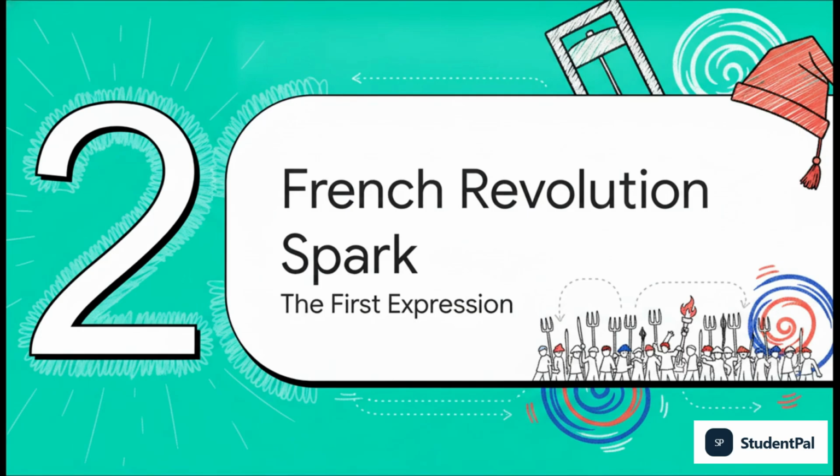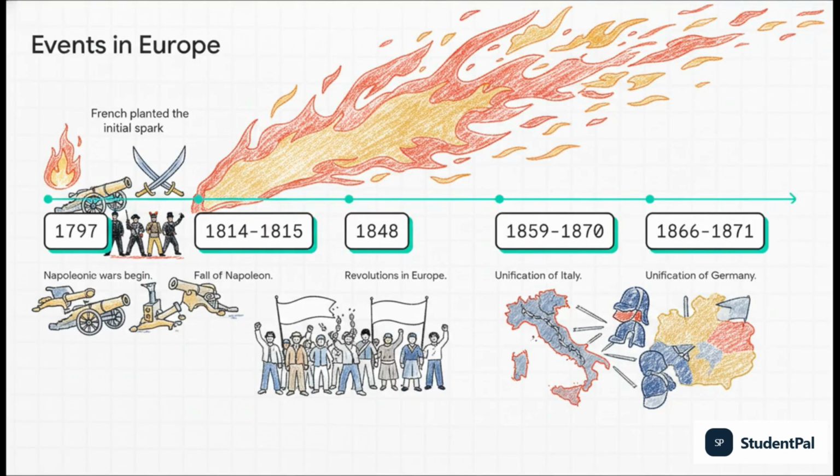Moving right along to Section 2, the French Revolution spark. Let's move to the timeline and see how this builds. Because in 1789, France was a full-fledged territorial state controlled by an absolute monarch. But the revolution changed literally everything, shifting sovereignty directly from the monarchy to a body of French citizens.